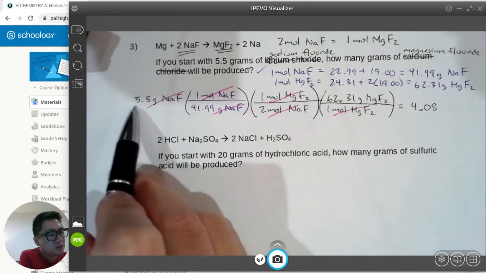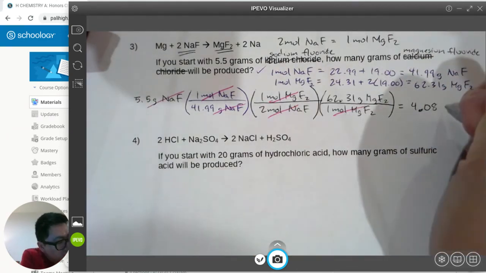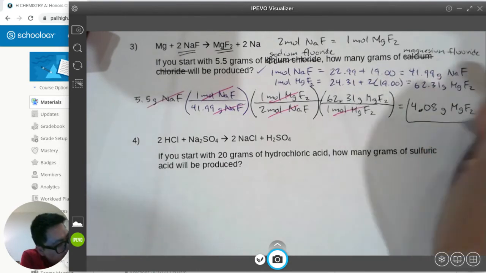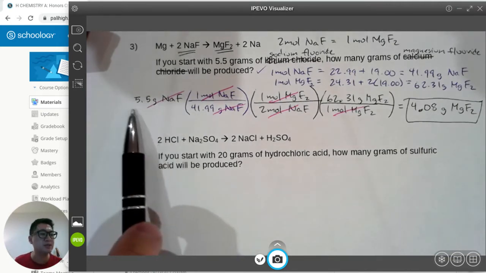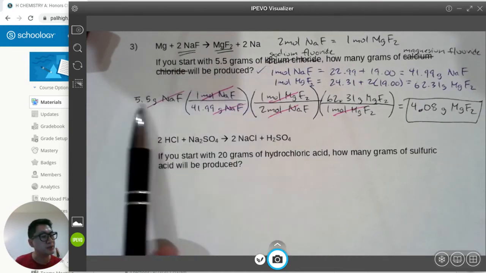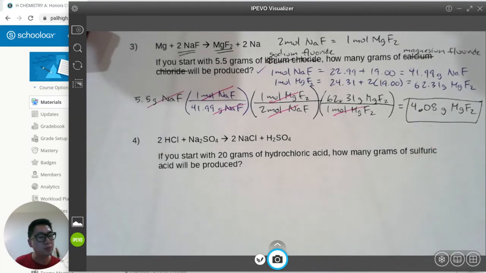Okay, if you want to be technical, 2 sig figs, 4.1 is probably the more accurate answer, but 4.08 grams of magnesium fluoride. Let's not worry about sig figs for this particular question right now. So if I start with 5.5 grams of sodium fluoride, how many grams of magnesium fluoride will be produced? 4.08 grams.